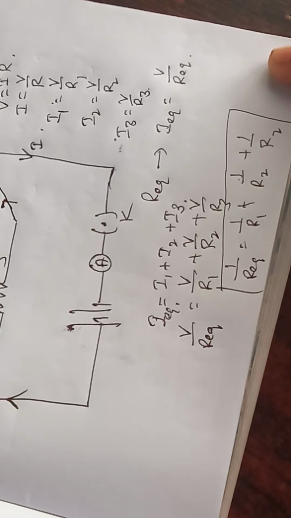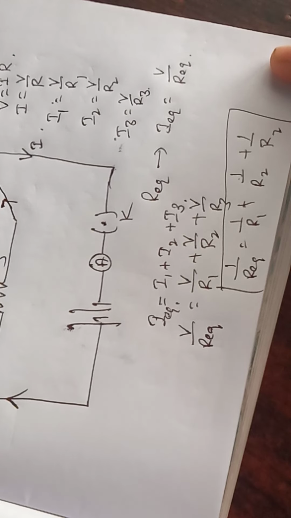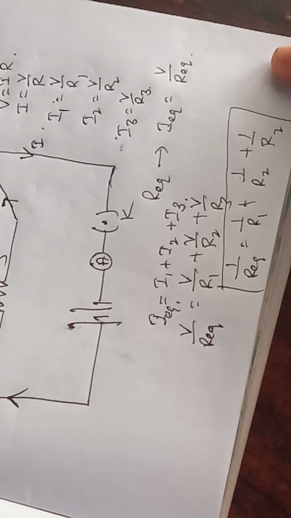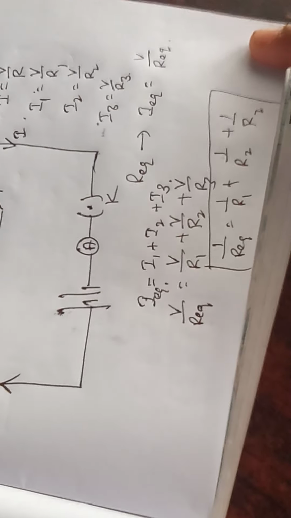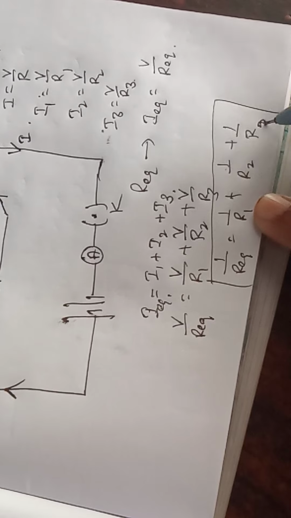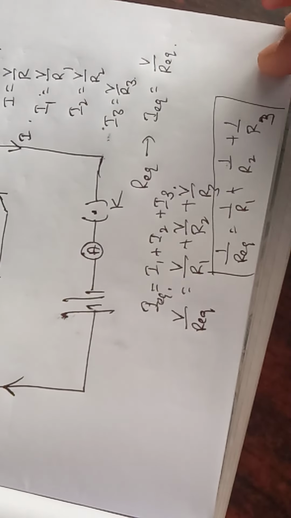So this is about the resistor, which resists or opposes the current flow, the factors influencing resistance, and the series and parallel combinations of resistors. Thank you. Here, 1 by R1 plus 1 by R2 plus 1 by R3.